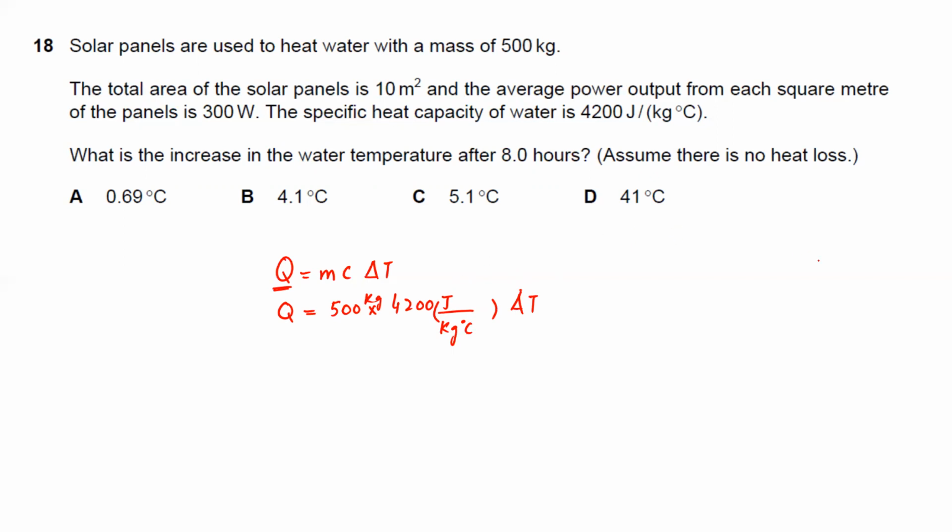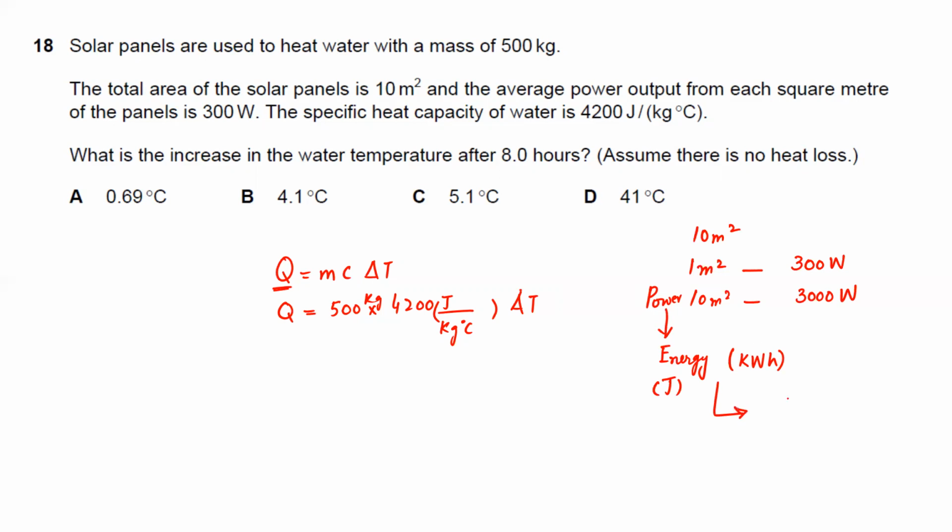So solar panels, remember, total area is 10 meters square, and average power output of each meter square. 1 meter square gives an average power of 300 watt, right? 10 meters square will give a power of 3000 watts, right? So this is 3000 watts, and this is basically power, and units of energy or joules we have, they are basically in kilowatt hours. That is the energy. So if we have to convert it into kilowatt hours, so 3000 divided by 1000.